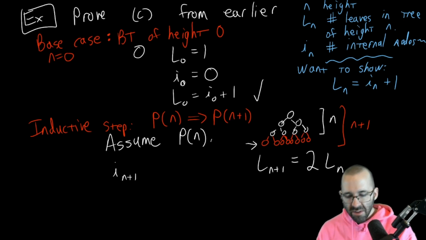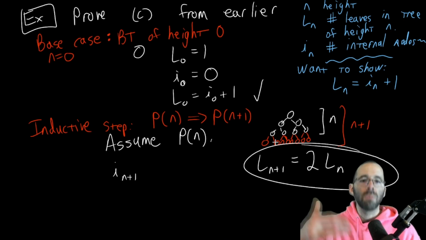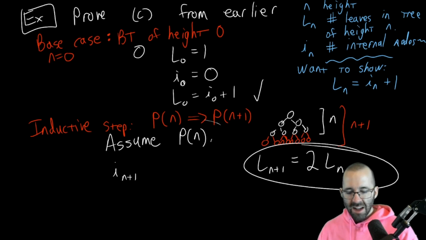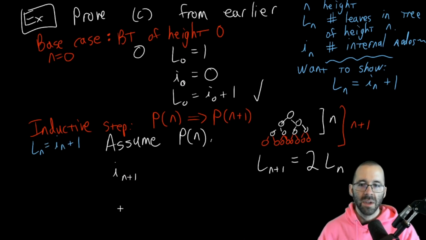And that's kind of a general strategy for induction. When you're doing this stuff, try to put it in terms of the previous one, because that's what we're assuming. We're assuming it's true for the previous. What was P of n? P of n was the proposition that L sub n was equal to I sub n plus 1. We can use this. We're assuming it.